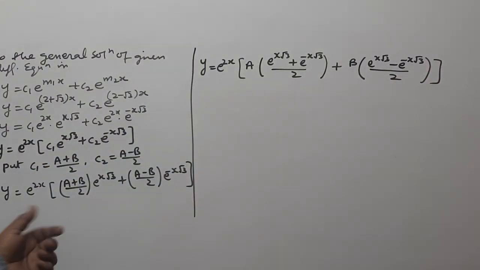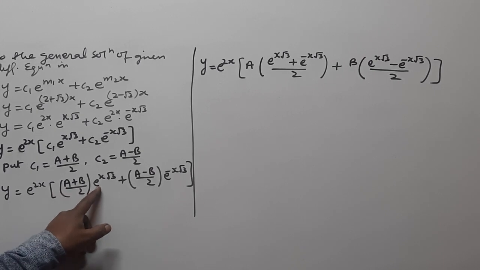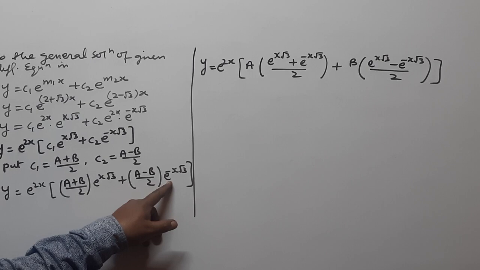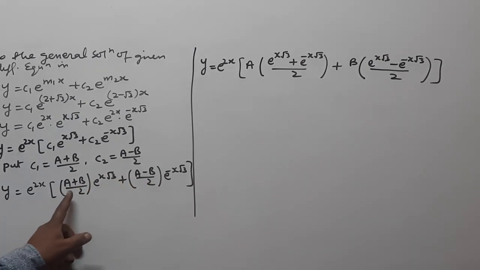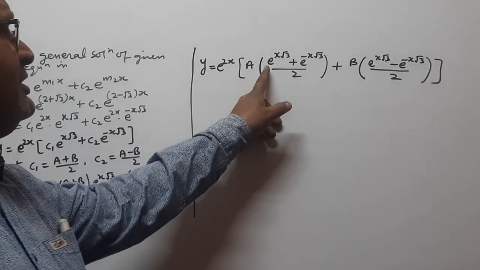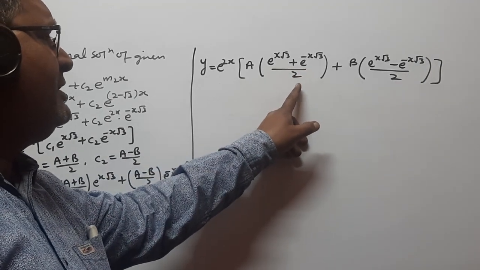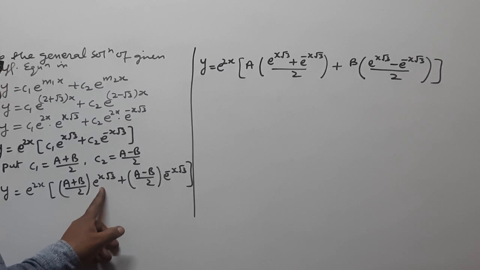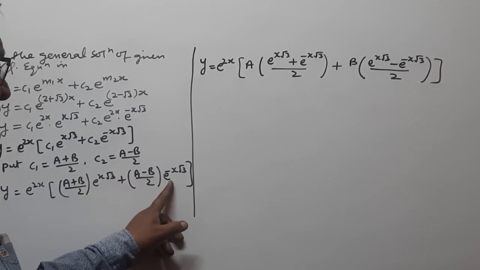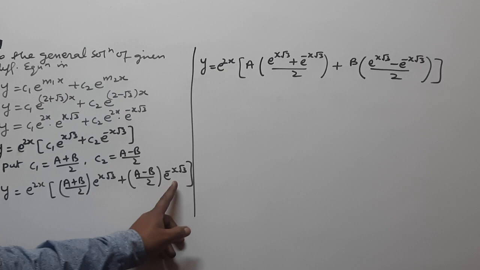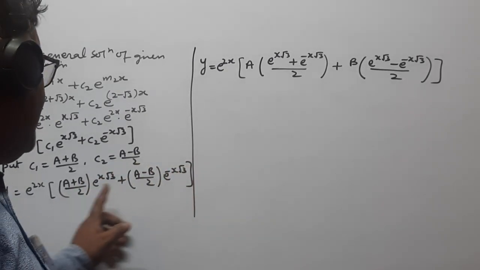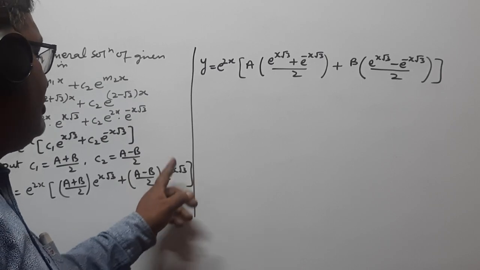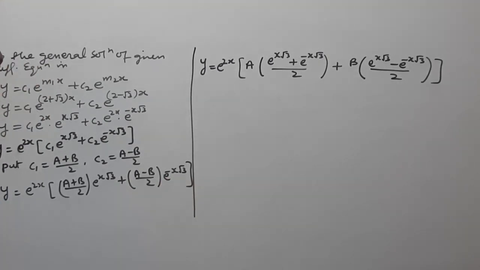You can see that if we solve this, a by 2 multiplied by e to the power x root 3 and a by 2 multiplied by e to the power minus x root 3, taking a common, we get e to the power x root 3 plus e to the power minus x root 3, divided by 2. Similarly, b by 2 multiplied by e to the power x root 3 and minus b by 2 multiplied by e to the power minus x root 3, taking b common, we get e to the power x root 3 minus e to the power minus x root 3, divided by 2.